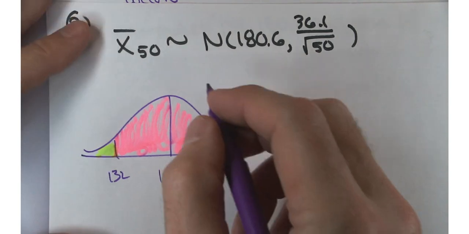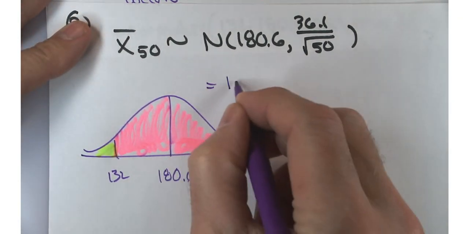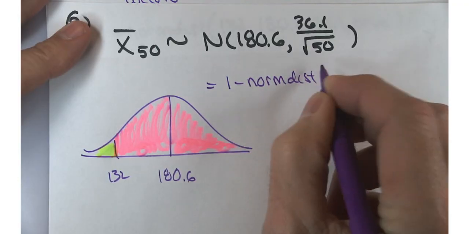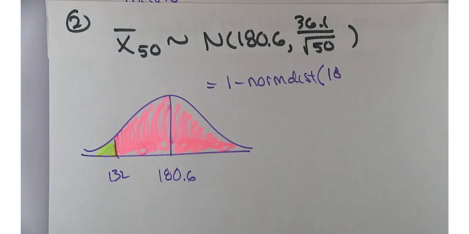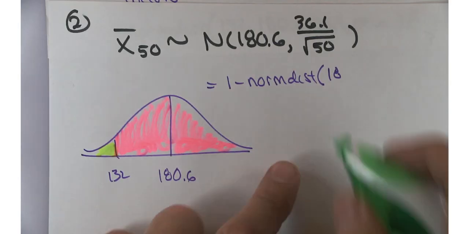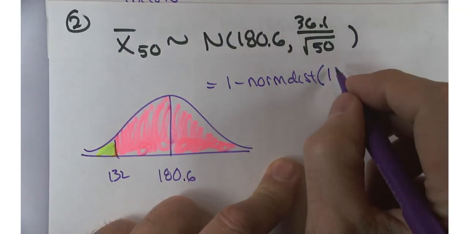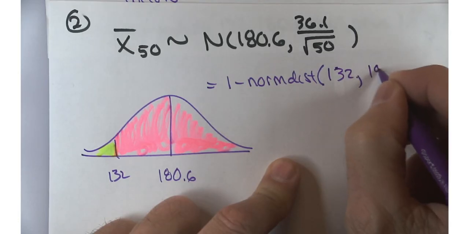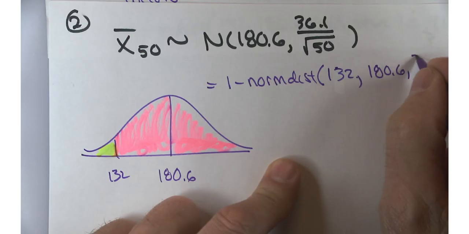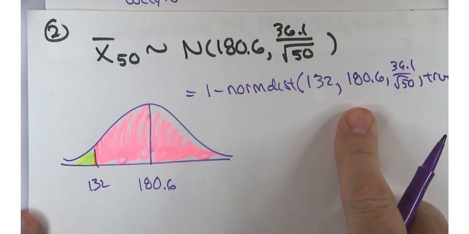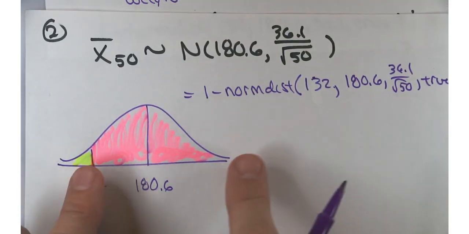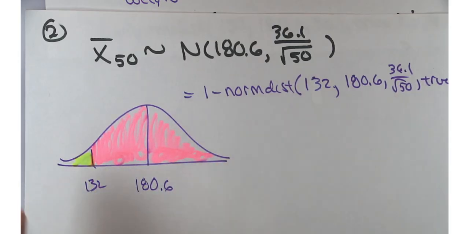Well, this can equal 1 minus norm distribution of 132, comma 180.6, comma 36.1 over square root of 50, comma true. So I should get a much bigger probability because this distribution is going to change its shape. It's going to be narrow. It's going to be harder to get down to 130.2. In fact, I think effectively we won't be able to do that. But let's find out.